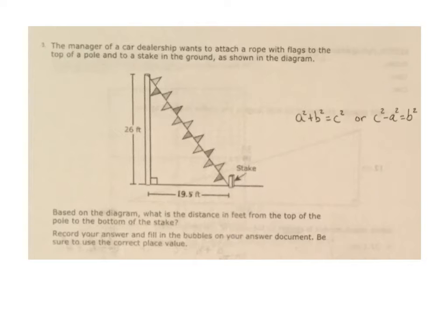Question number 3. The manager of a car dealership wants to attach a rope with flags to the top of a pole and to a stake in the ground as shown in the diagram. Based on the diagram, what is the distance in feet from the top of the pole to the bottom of the stake?